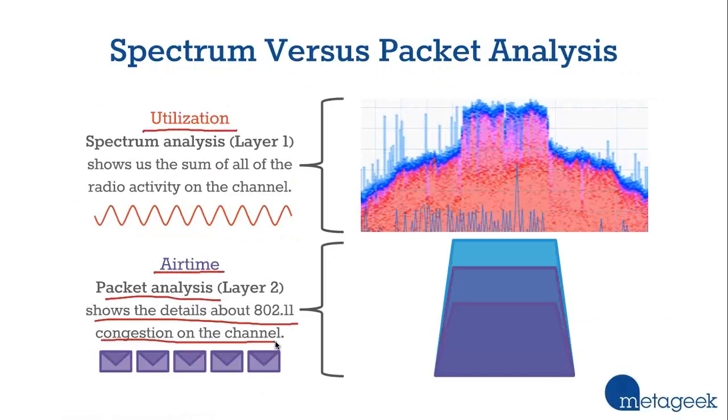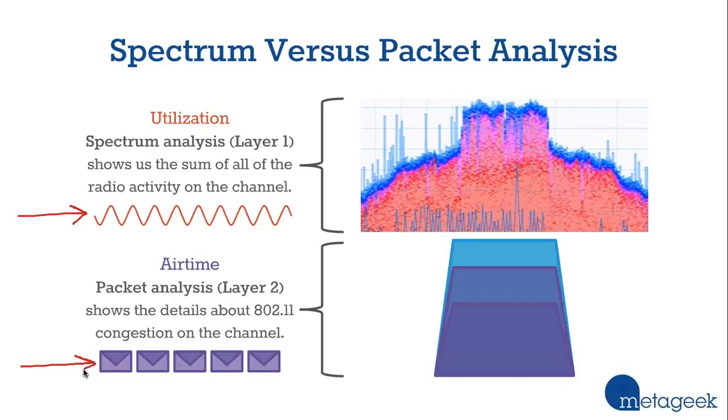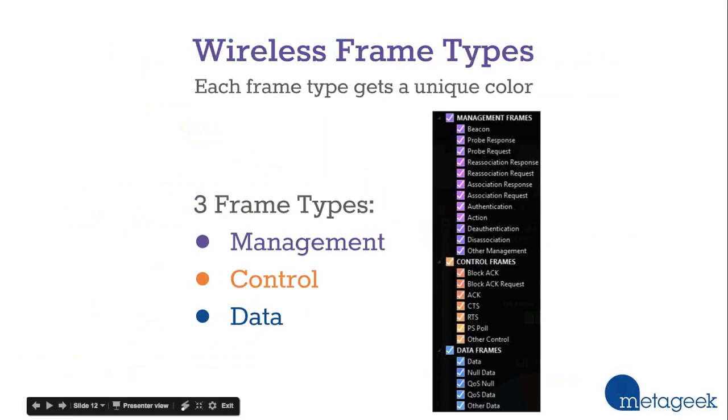So think of it kind of like this. Instead of looking at raw radio frequency activity, now we're actually looking at the packets that are flying around between all the wireless devices on each channel, so we can actually look at those conversations. That's what layer 2 is. So let's take a look at some of the different types of packets that you will see in Wi-Fi.